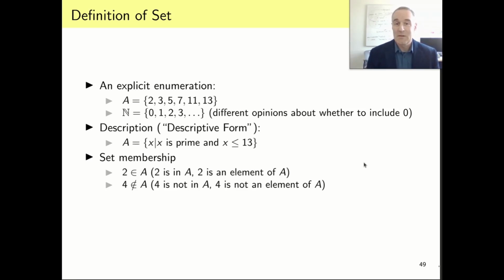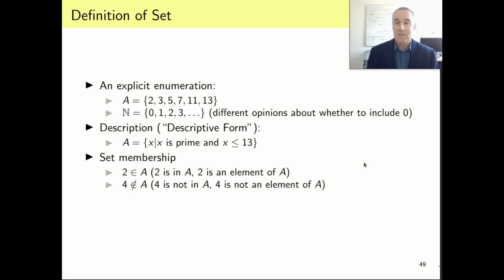However, a quick note: there are different opinions about whether the natural numbers should include 0. Most commonly nowadays it seems to in the literature, and so that's what I'm going to stick with, that N, the set of all natural numbers, is the set of non-negative numbers.